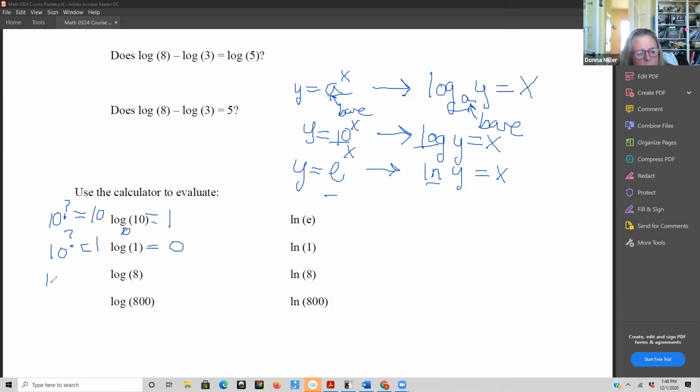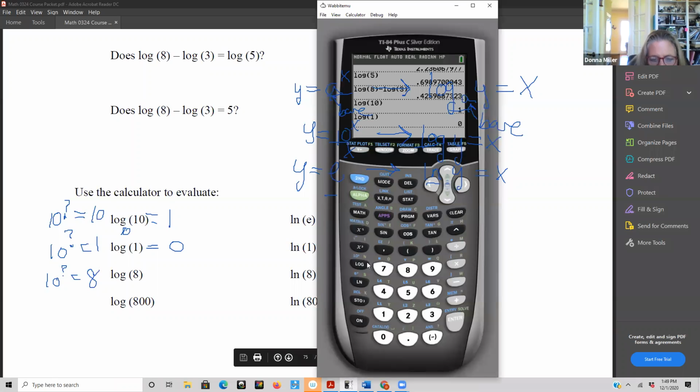So the log of 8, I'm saying 10 to what power equals 8. Now I don't know the answer to that, that's going to be a decimal, right? So I'm just going to plug it in the calculator. Let's do the log of 8. All right, and I get 0.903. And then they want the log of 800. Just to show you, 10 to the what is 800? Well, I know it's bigger than 2 because 10 squared is 100. So it's 2.9. So one's about 0.9 and one's 2.9.